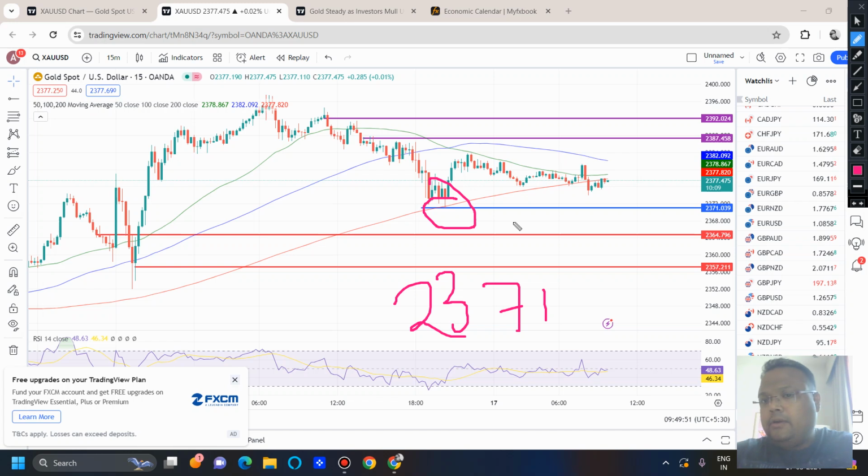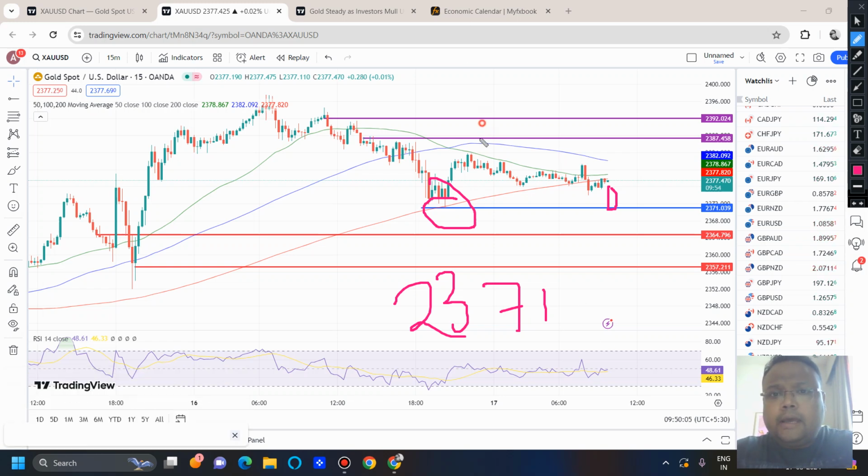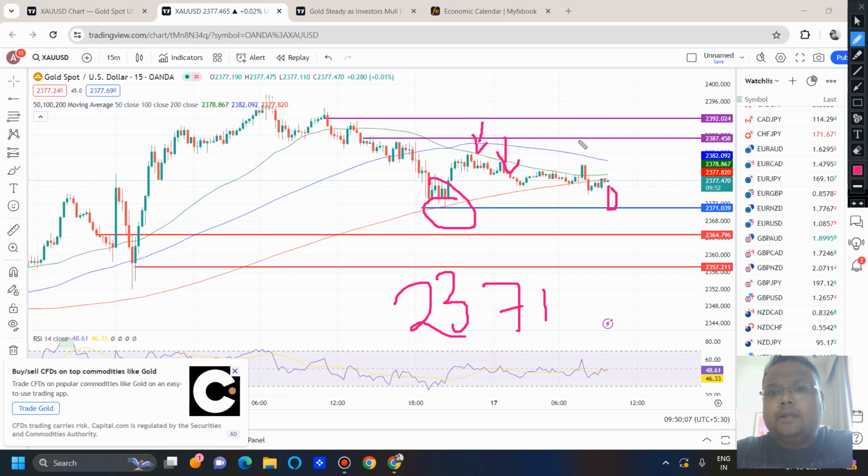So be careful during the day, my dear friends. Especially by the European session and US session, if you see the market going down and standing at 2371 with a big red candle, there is a high chance that the market will break it. And if you look at the present market structure, we can already see the market is forming lower highs. So if this is the case, then obviously the market should break 2371.